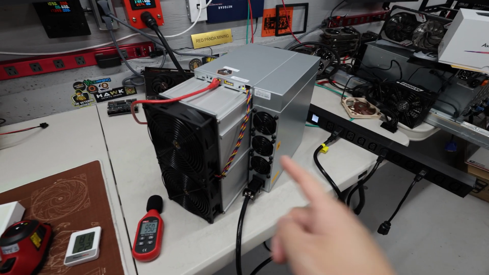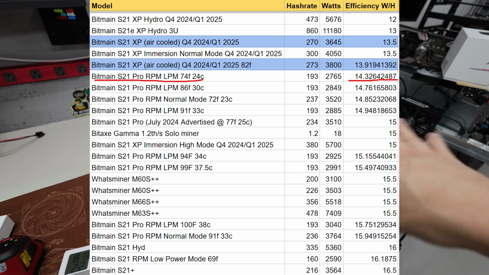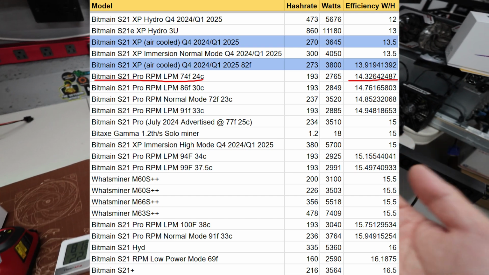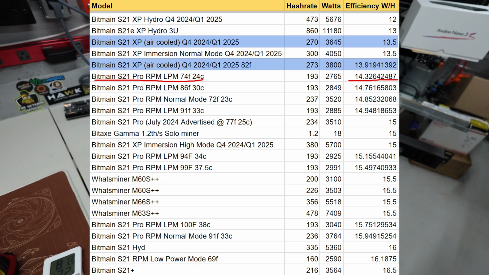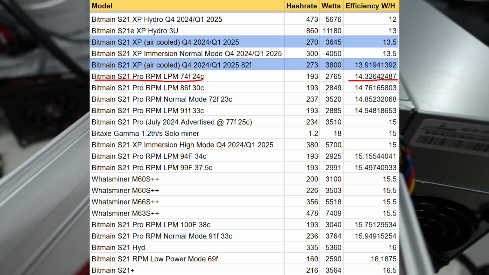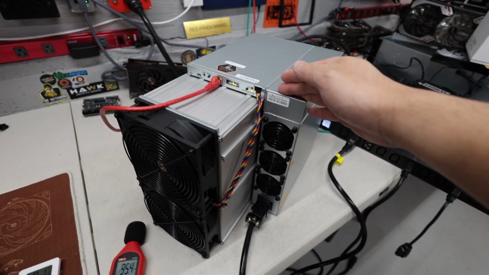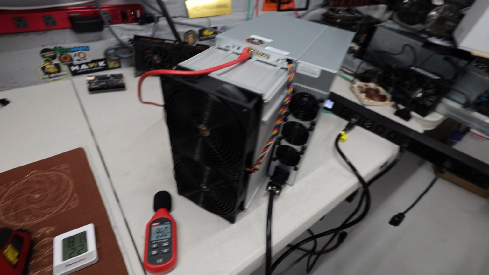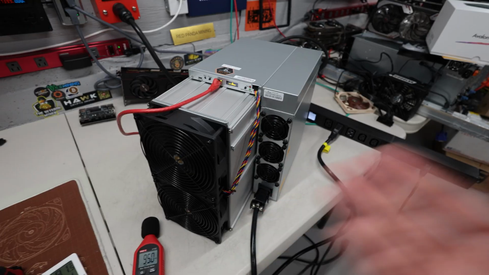When I ran my S21 Pro during the negative temperature months in my basement, the S21 Pro actually dropped in power usage, and I was able to get the actual theoretical advertised power consumption from it. But with this S21 XP, I'm not getting that because it's not my ideal environment, like Bitmain says. But in my opinion, these types of ASIC miners are going to be in hosting facilities, so the ambient temperatures are most likely going to be a lot hotter. So just be mindful of that.